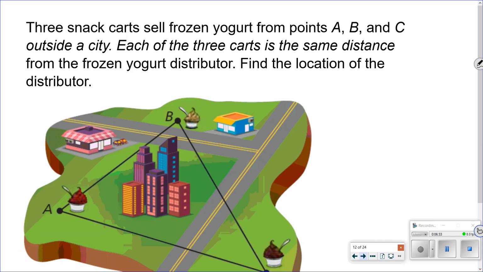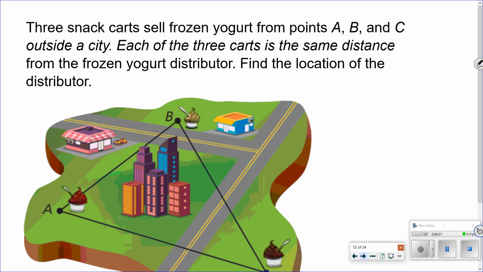This first problem says, 3 snack carts sell frozen yogurt from points A, B, and C outside a city. Each of the 3 carts is the same distance from the frozen yogurt distributor. Find the location of the distributor. Okay, so what we're going to do is construct all the perpendicular bisectors, and I'm not going to get out a compass and do that.